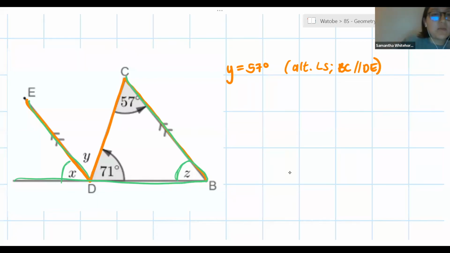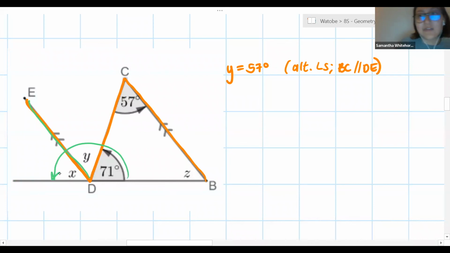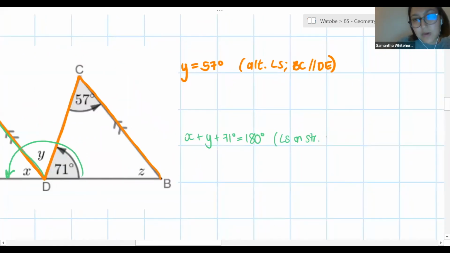Okay, so I'm liking where you're going with this. So I'm going to start with that sort of statement that they're on a line. What we see here is that X, Y, and 71 are all on that line. So they need to add up to, as you've said, 180 degrees. Yes, so X plus Y plus 71 equals 180. Our reason is angles on a straight line. And that's why we know they're equal to 180.